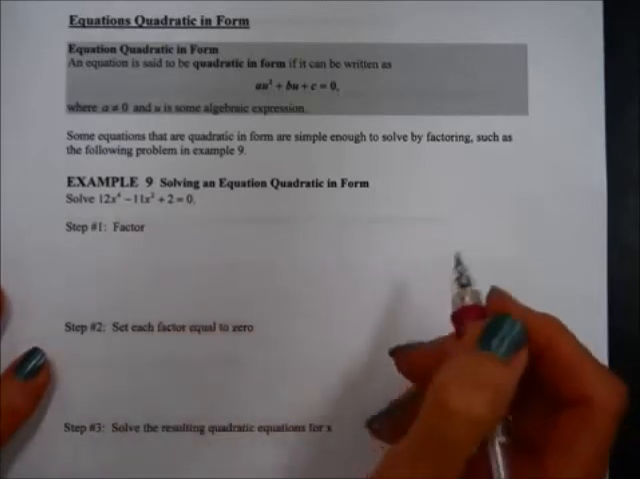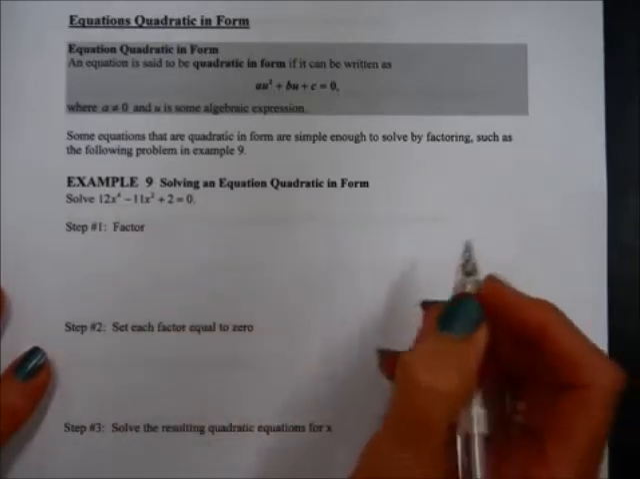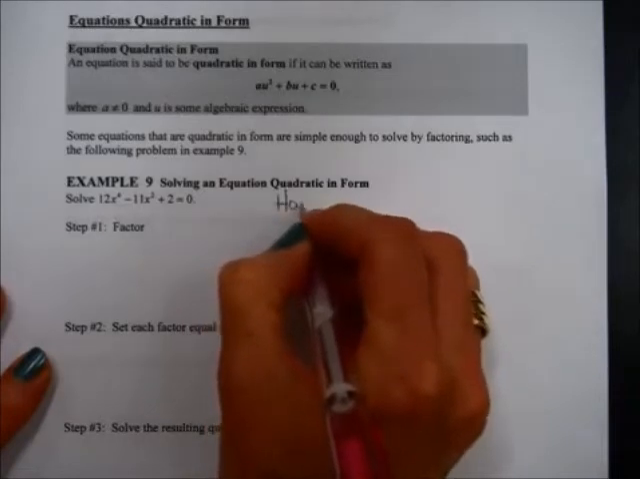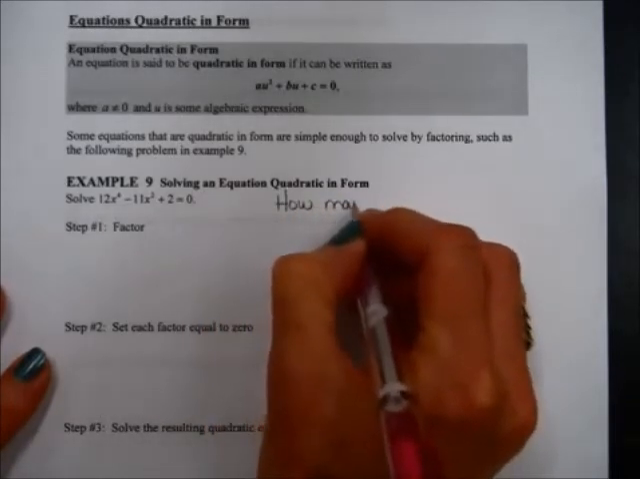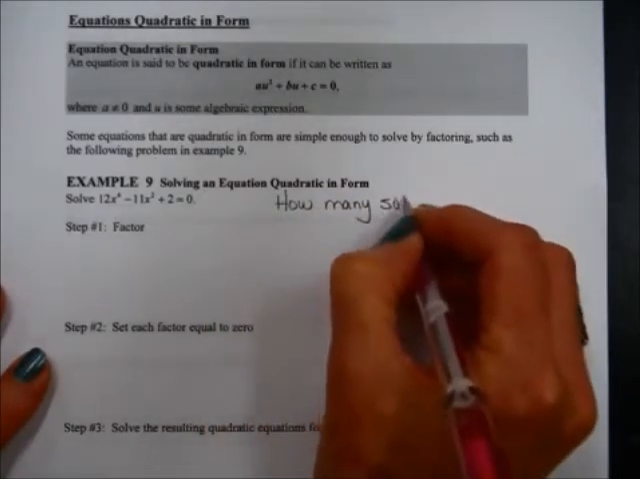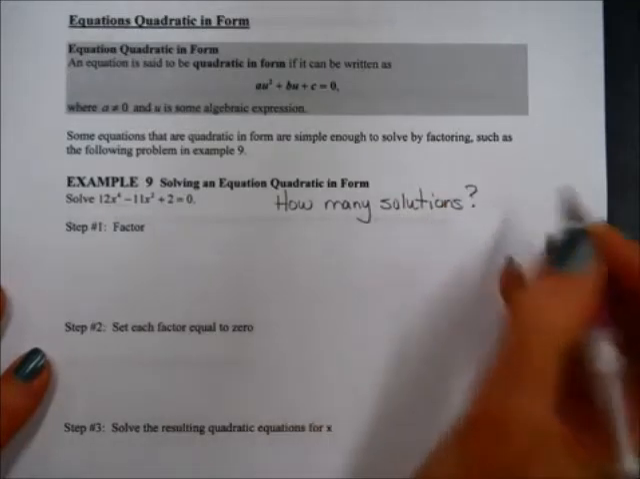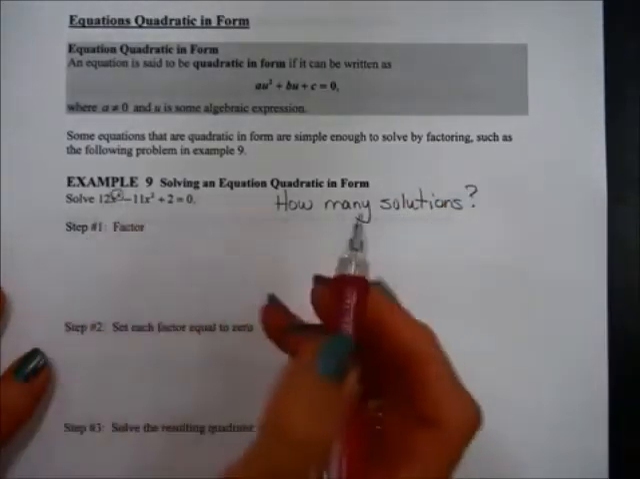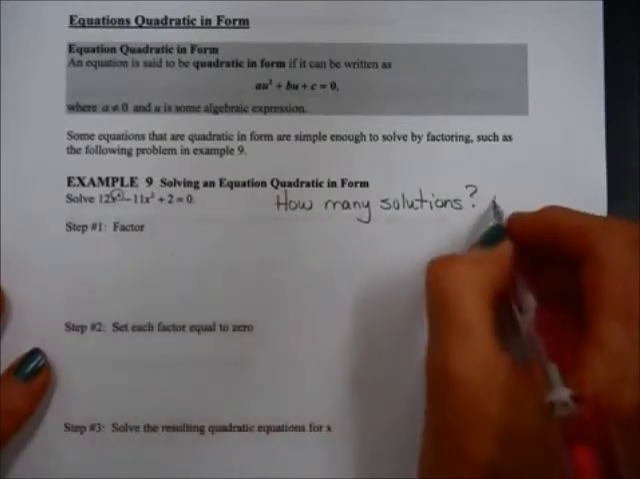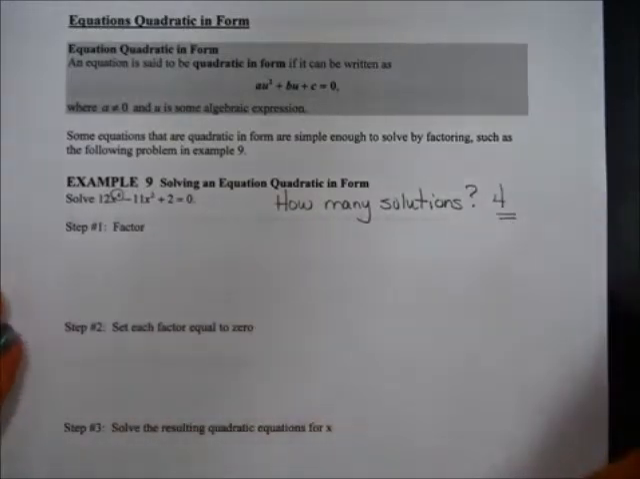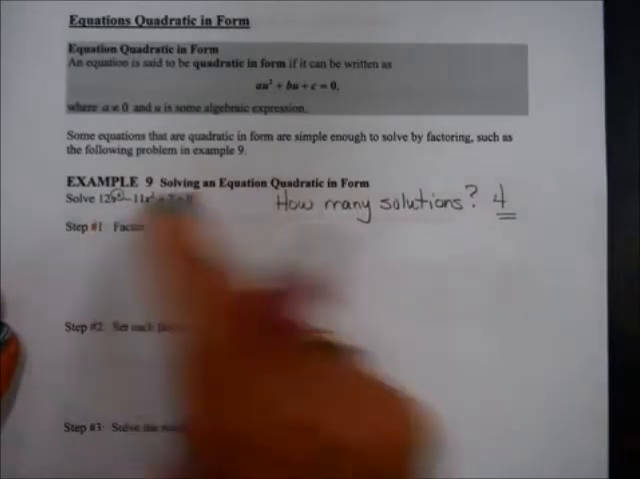Now, one thing you need to ask yourself, it's not quadratic, but exactly how many solutions are you going to have with this problem? How many solutions? Do you remember how you can tell? You can look at that exponent right there. You're going to have 4 when all is said and done, because that is a power of 4.